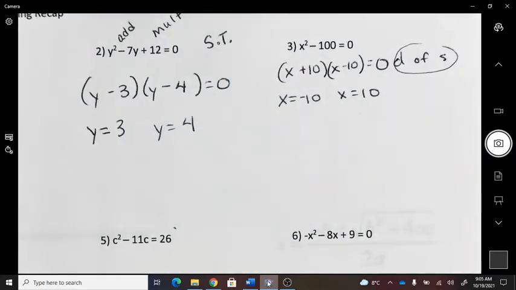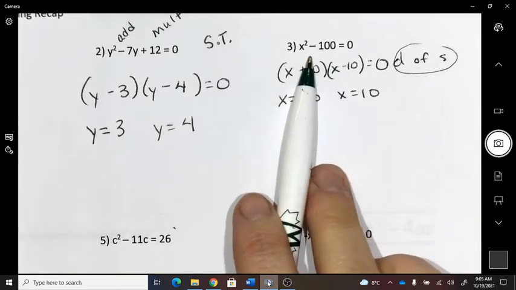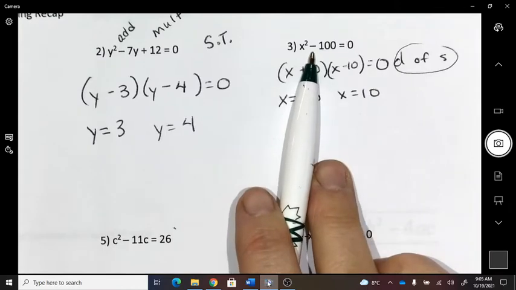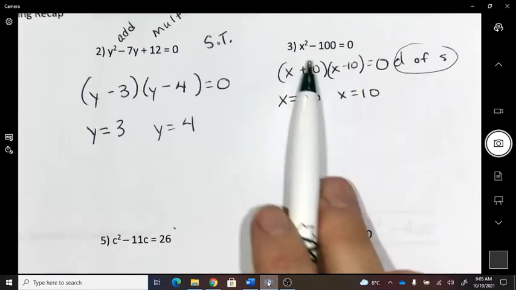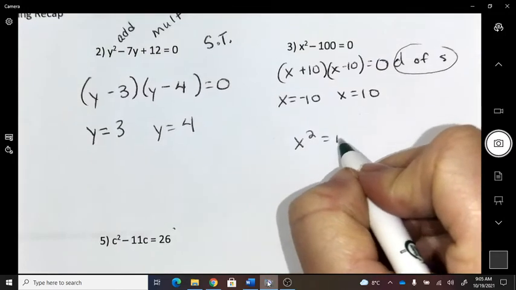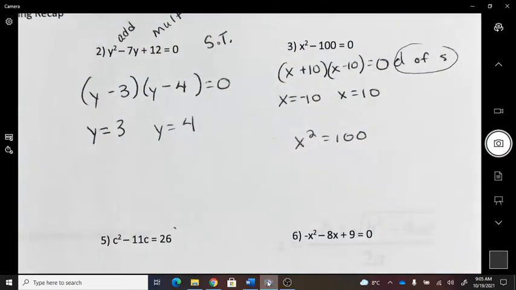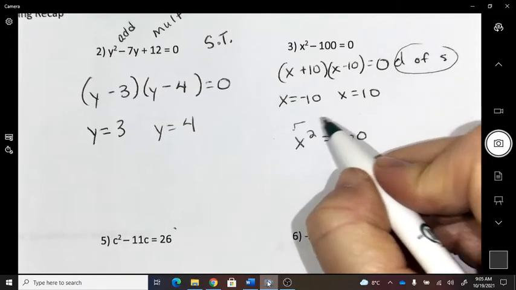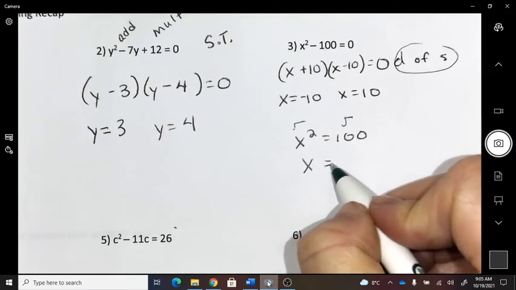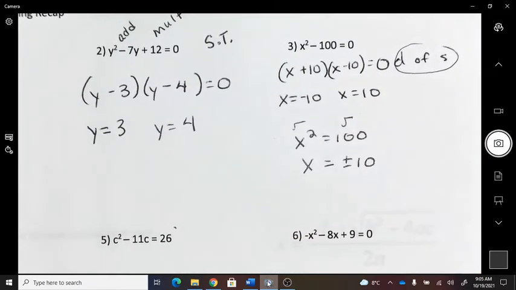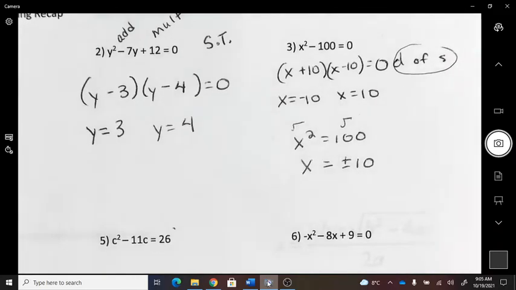So when I said there was 2 strategies, what would the other one maybe be? What else could I have done there? Isolate. There's only one variable, so I could have moved the 100 over, and then I could square root both sides. And look how it's also giving me the same answer, right? Do you also see why the plus minus is important when we do that? Because that's what we had before.